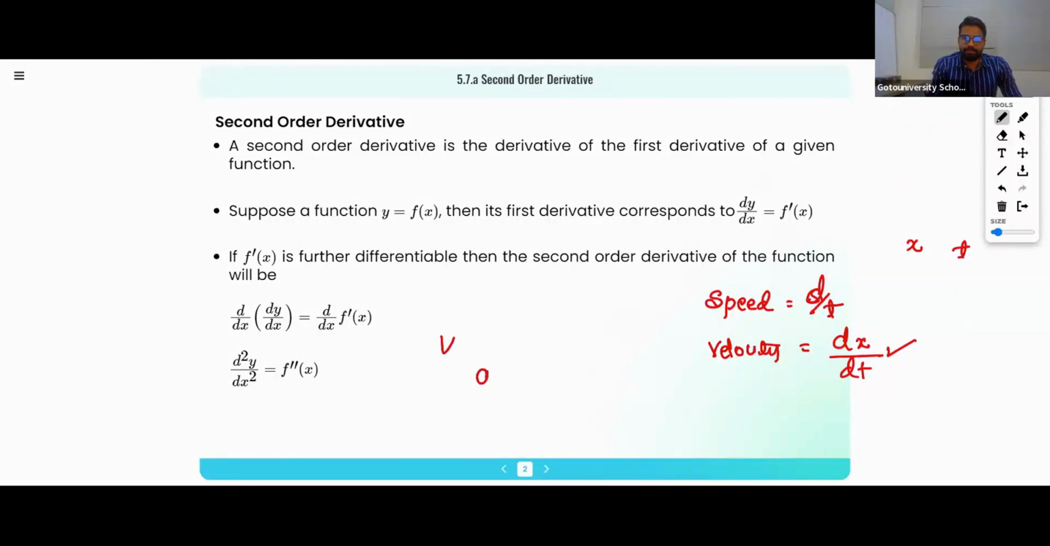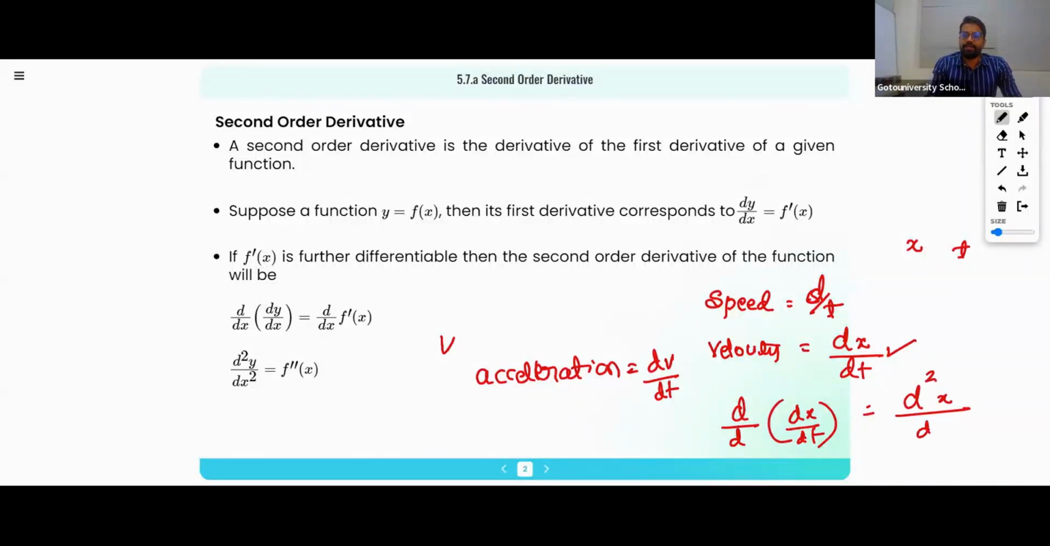What is velocity? Velocity is nothing but rate of change of distance, right? And there is another term called acceleration. What is acceleration? That is also a vector, which is the rate of change of velocity. That means I have to differentiate this further, right? d by dt of dx by dt. This is called second order. So we generally write it as d square x by dt square. So this is one of the practical aspects of the second order derivative.